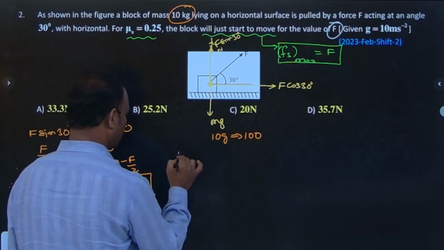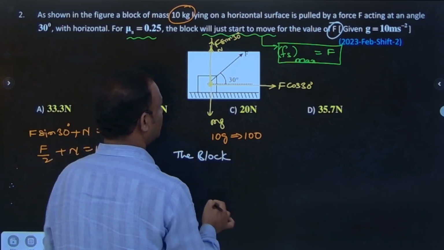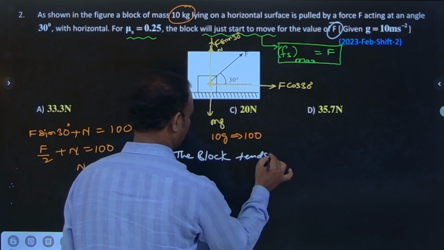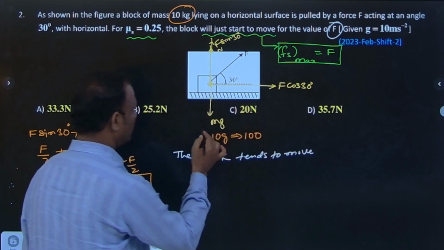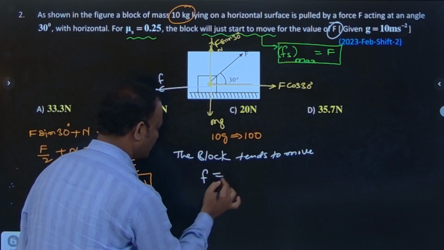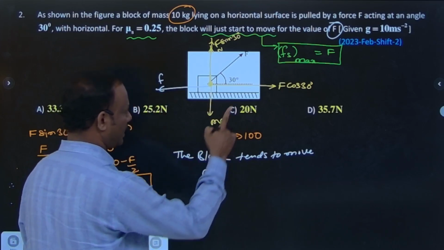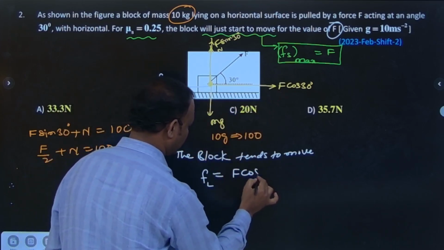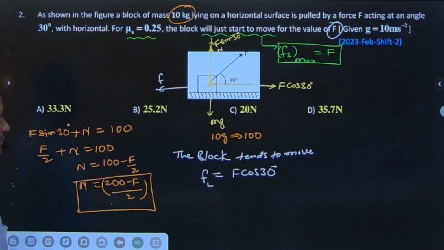The block just tends to move. Tends to move means what? So this is the frictional force, the limiting friction, which is balanced by the applied force. The applied force is F cos 30, in the direction of motion.